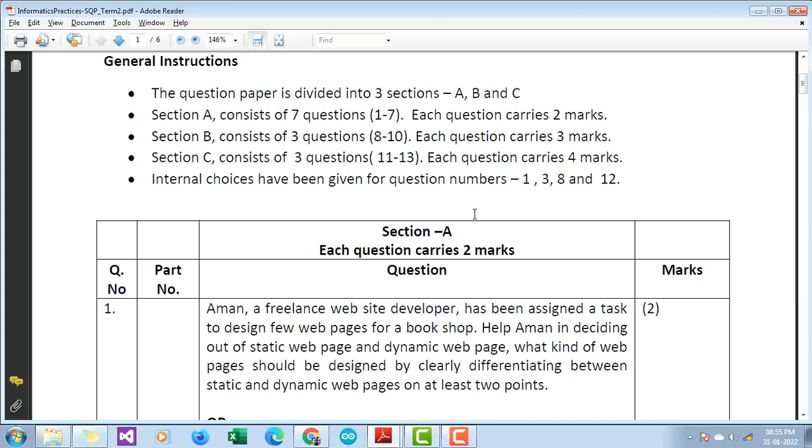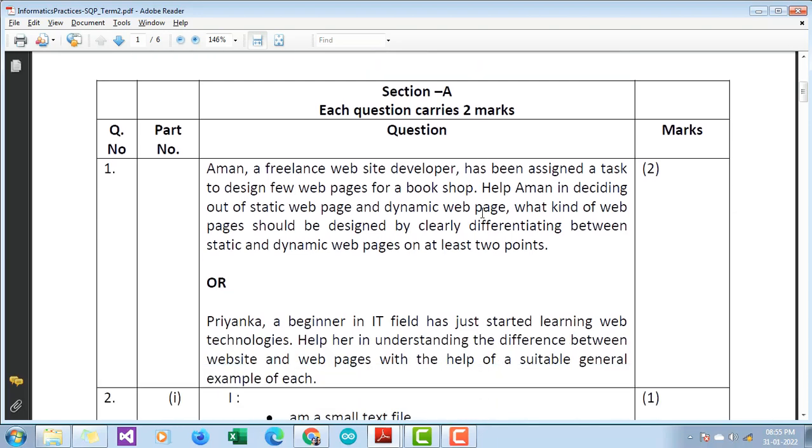Section A has 7 questions, each containing 2 marks. Section B consists of 3 questions, 8 to 10. Each question carries 3 marks. And section C consists of 3 questions, each carrying 4 marks. So you can see the marks distribution. Now let us quickly focus on the sample paper, and especially we will be talking about only SQL, and see what type of questions will be asked from SQL. So first question: Aman, a freelancer website.